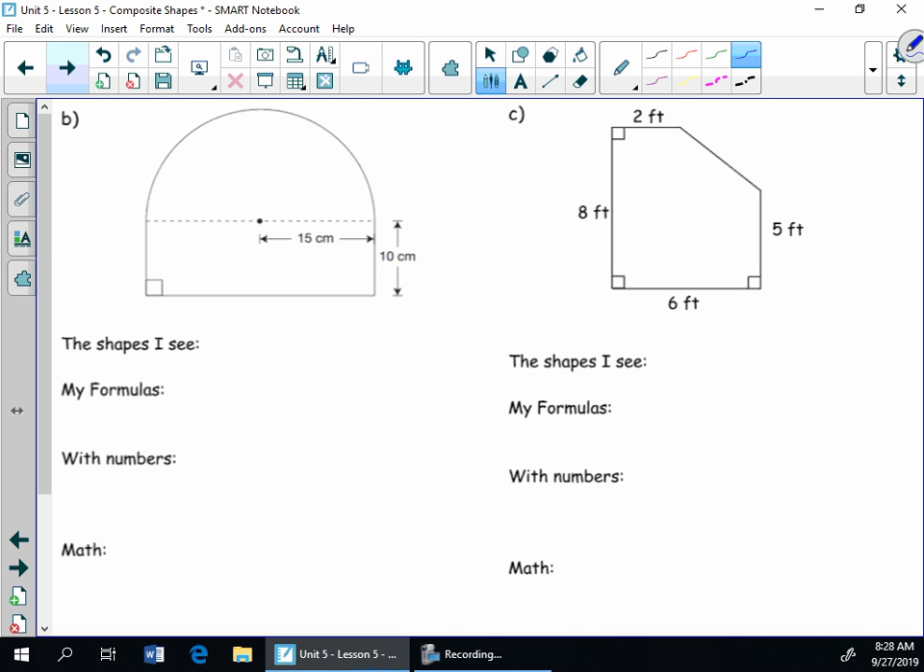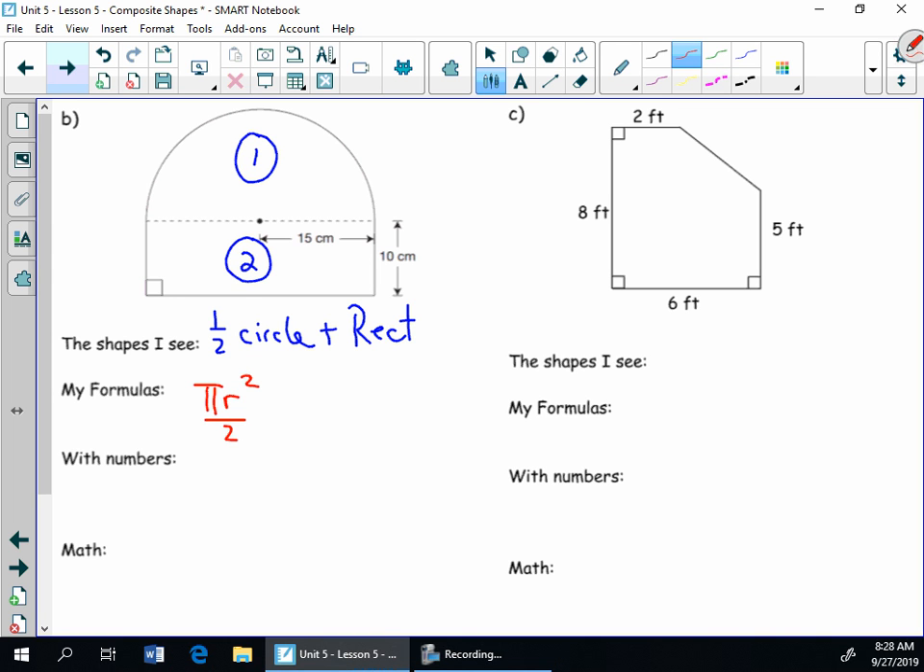Oh, what do I see here? Let's look at part B first. So in part B, I see shape number 1. That's a half circle. Shape number 2, that's a rectangle. There's step 1, I see what I see. Step 2, my formulas. What is the formula for a circle? It's pi r squared, but it's a half a circle, so we've got to divide by 2. Plus a rectangle, we like rectangles. Length times width.